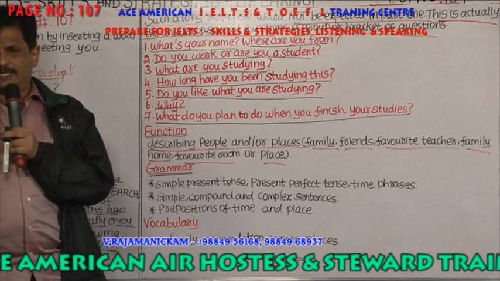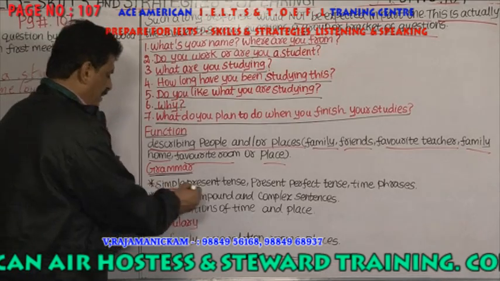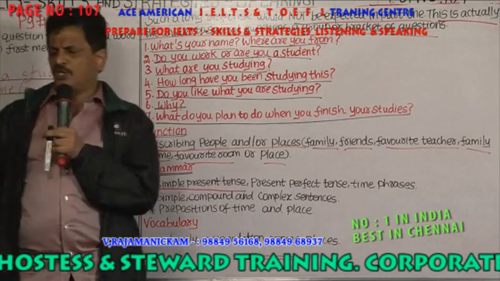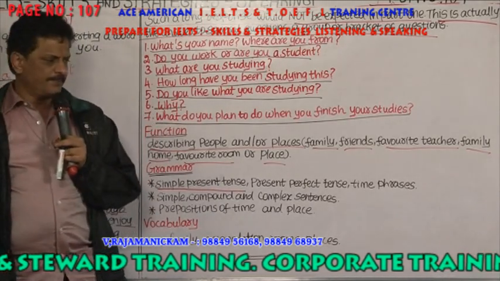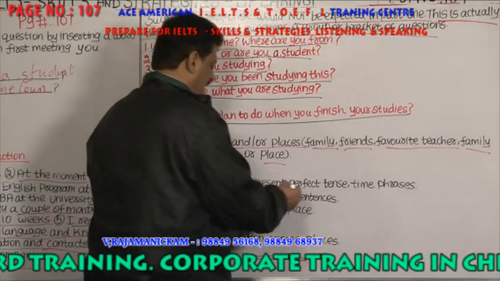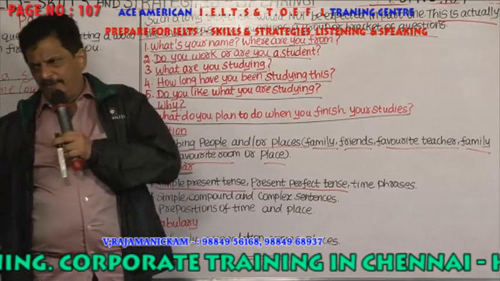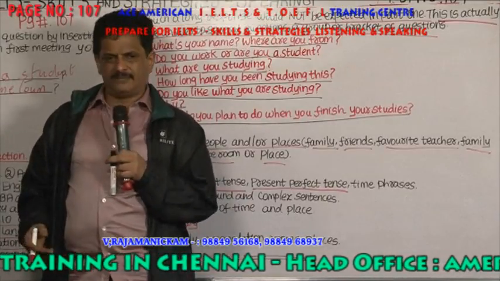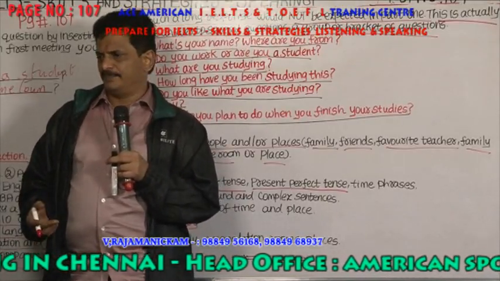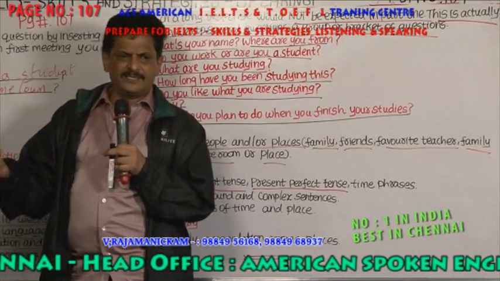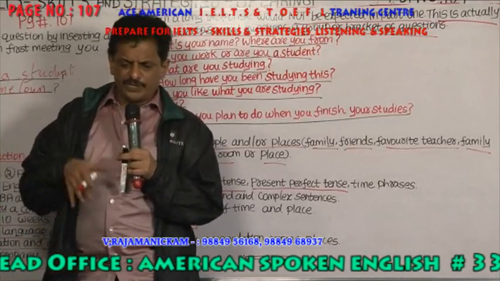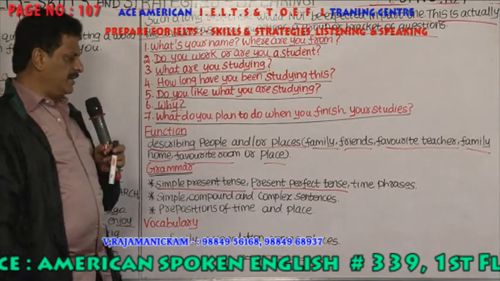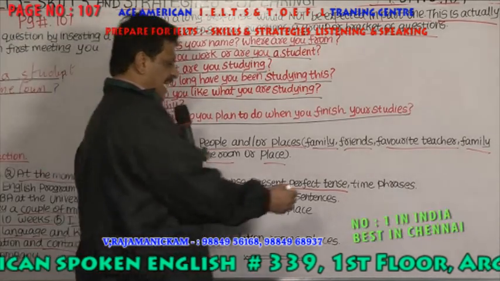The grammar. How should the grammar be? Simple present tense when you want to say about something in the present. Then you are using present perfect tense. Where do you use present perfect tense, sir? I have come, I have seen, I have gone. She has come. Something in the past action till now. The past action which you are using in the present, there you are using present perfect tense.